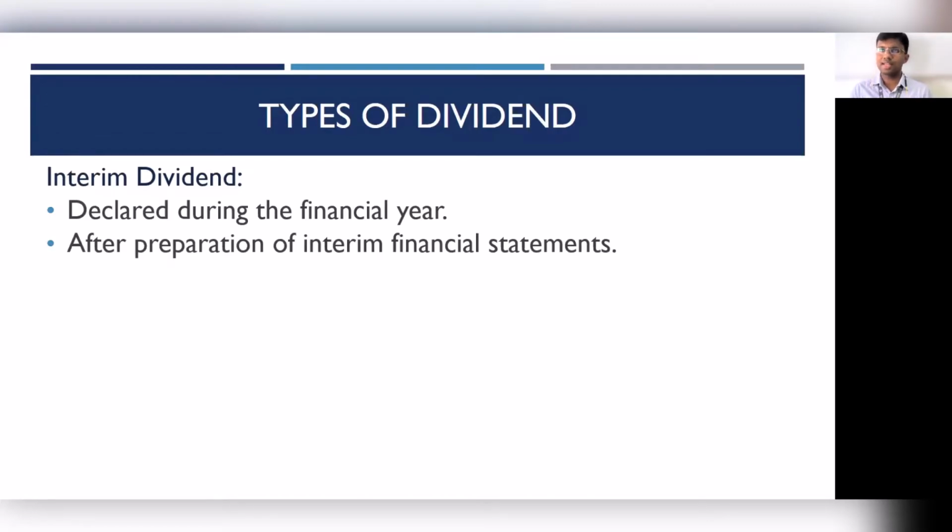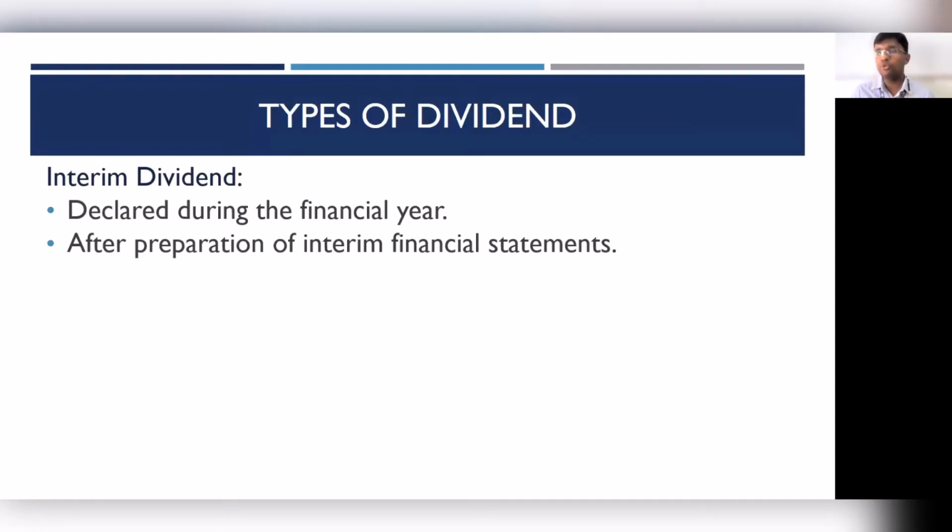So what happens over there is that they would be preparing it on a quarterly basis. They would be preparing it on a half yearly basis. So this is what is called interim financial statements. Interim financial statements are usually prepared depending on when the company needs. It could happen on a quarterly basis. It could happen on a half yearly basis.